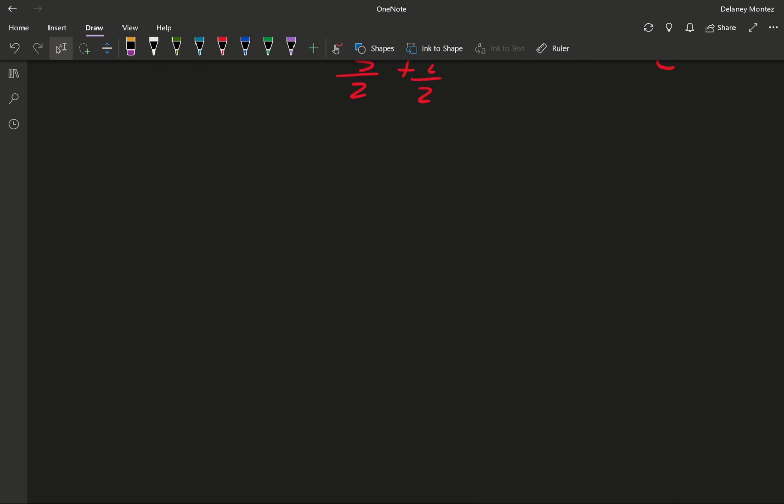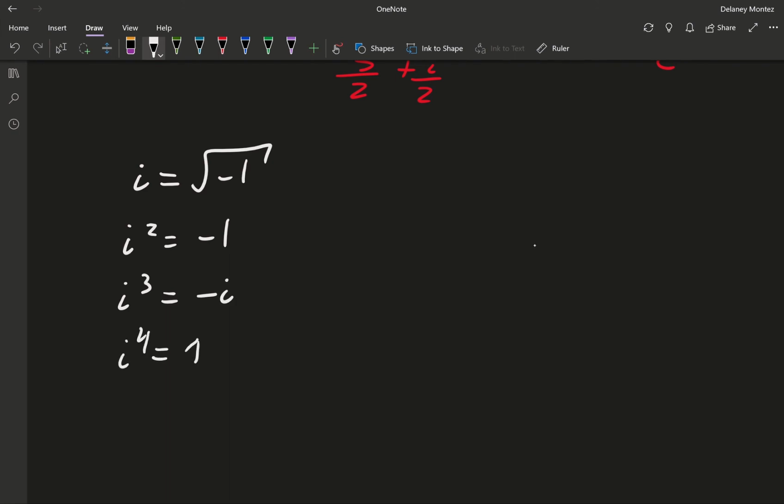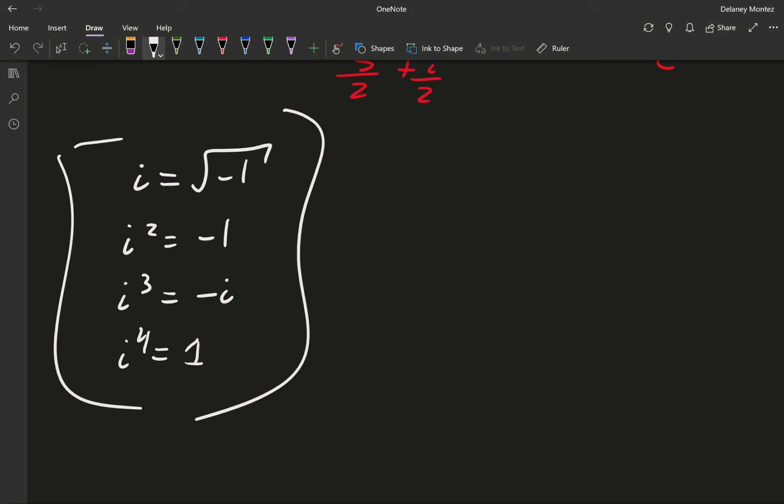And really, the biggest thing is knowing that i equals the square root of negative 1. i squared equals negative 1. i cubed equals negative i, and i to the 4th equals positive 1. Knowing this is going to be essential for doing these problems, and you can simplify a lot of stuff with it. So we're going to do 3 more practice problems, because the section is short; they don't expect you to know that much on complex numbers.